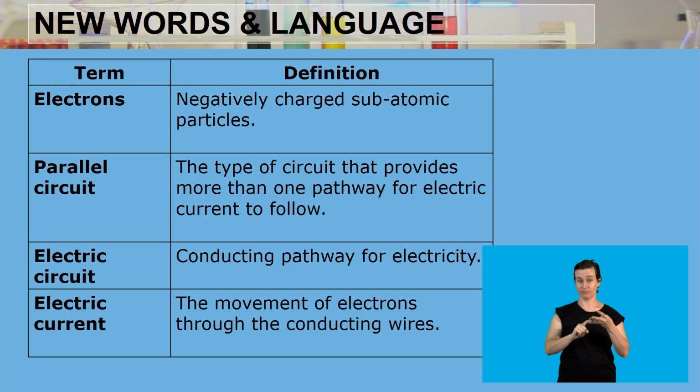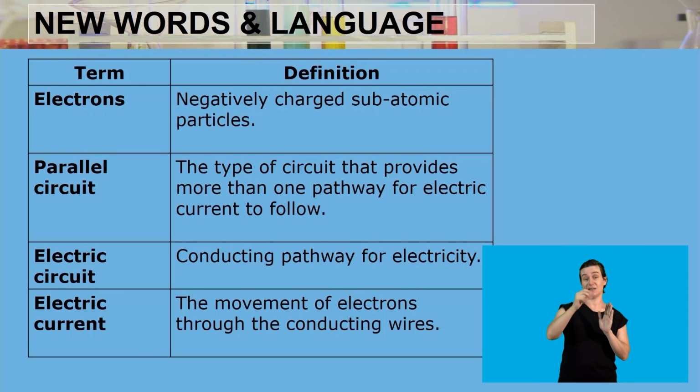Remember, we are looking at the series circuit and also at a parallel circuit. With all of these words, we should know that electrons are negatively charged subatomic particles. A parallel circuit is the type of circuit that provides more than one pathway for electric current to follow. Number three, an electric circuit is a conducting pathway for electricity. And lastly, electric current is the movement of electrons through the conducting wires.